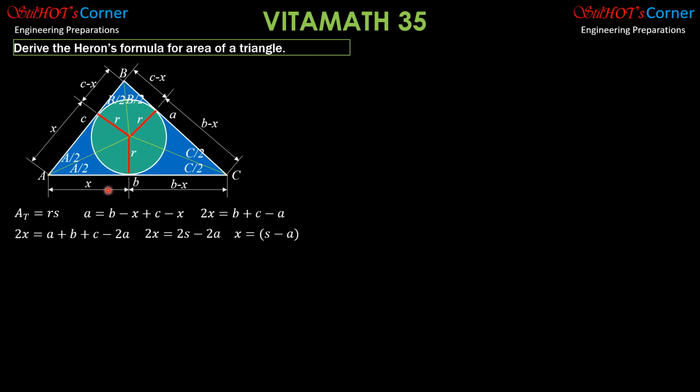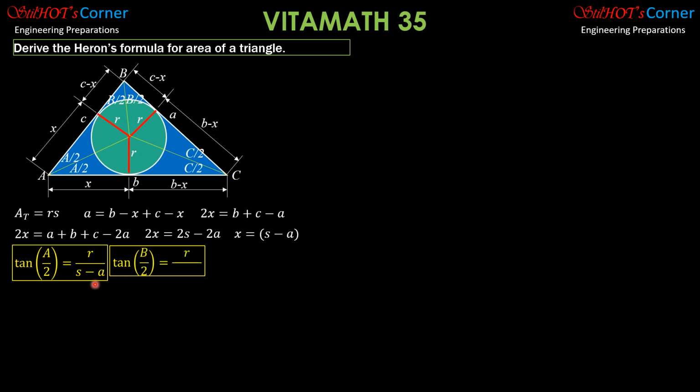Because x is s minus a, we defined from this right triangle, because the foot of the inscribed radius of the inscribed circle is perpendicular to the sides, then we form this right triangle here. So tangent of A over 2 is r over x, and x is s minus a. Following this pattern, we also say from trigonometry, this half angle here, tangent of B over 2 is r over s minus b, and tangent of angle C over 2 is radius of inscribed circle over s minus c.